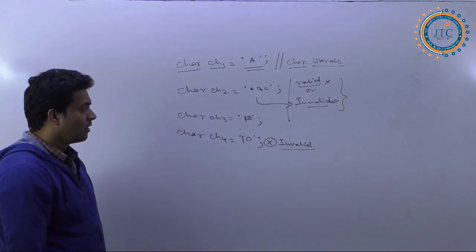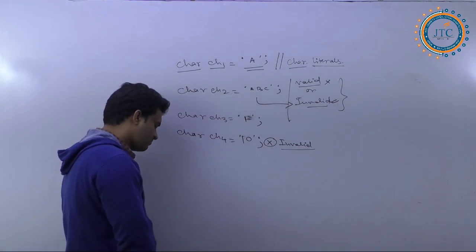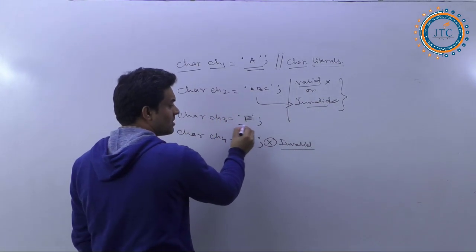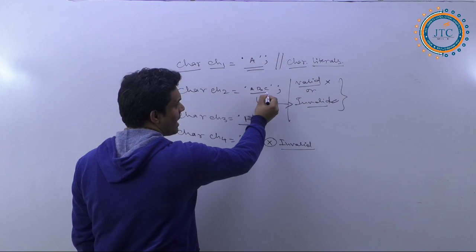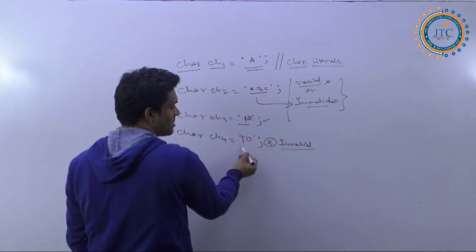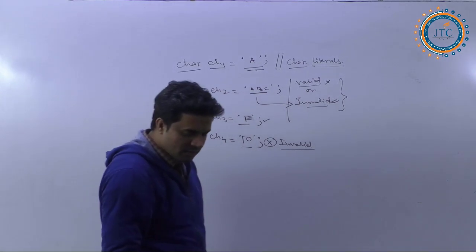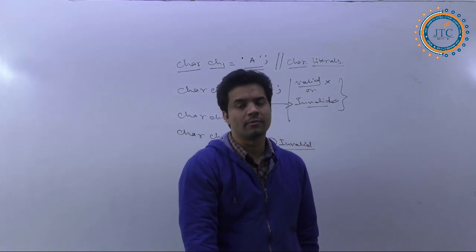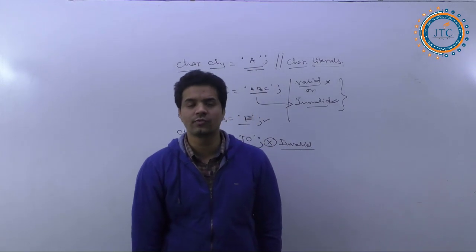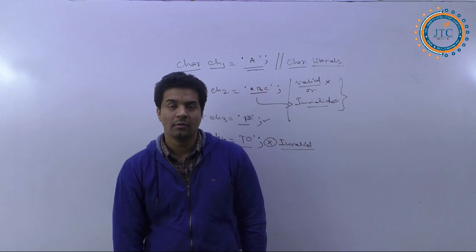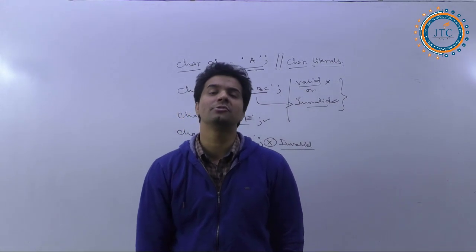So this is what we will be calling a character literal. See, this is a valid character literal. This is invalid. This is a valid character literal. This is also invalid, meaning it should be only one. So I am giving one definition to you all: anything which is enclosed within single quotes is called the character literal. But I am giving one condition on that.